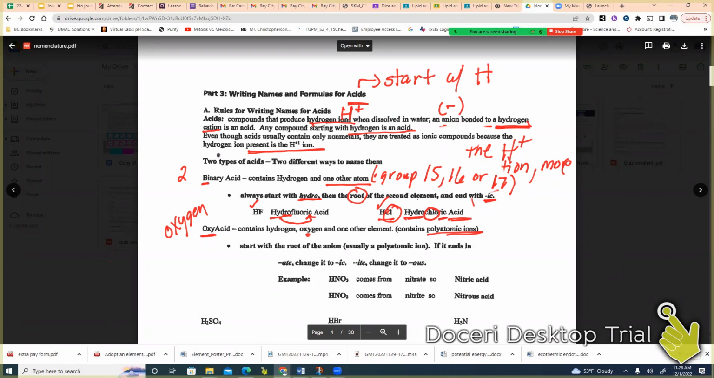All right, then if we move to our oxyacids, the rules are different. For your oxyacid, there is no hydro prefix. Gotta leave that behind. They're named completely different.